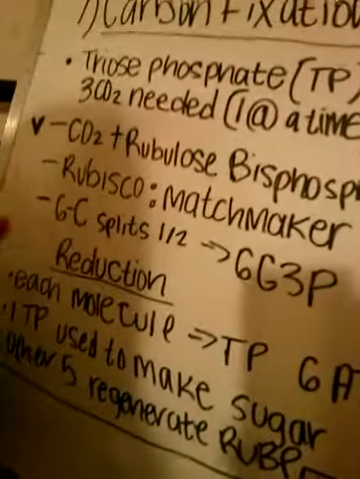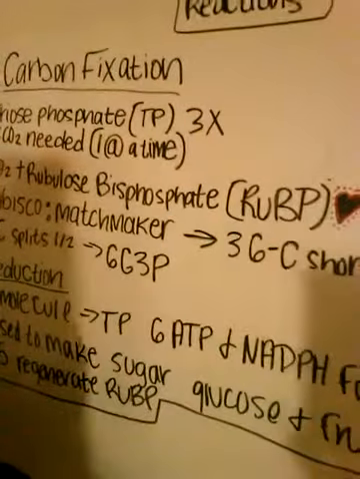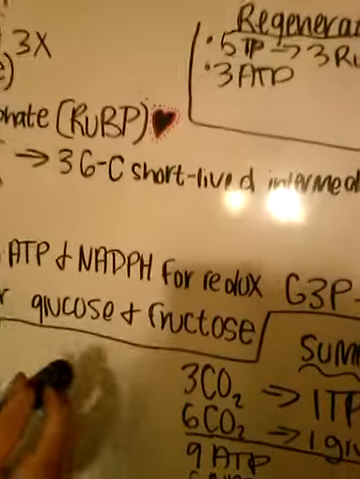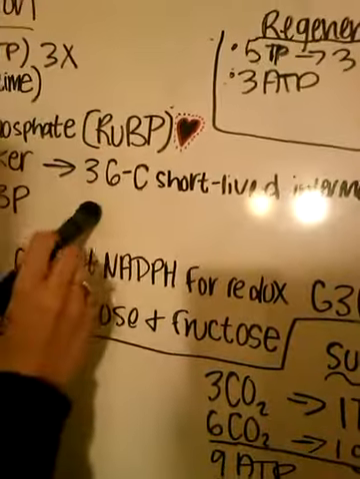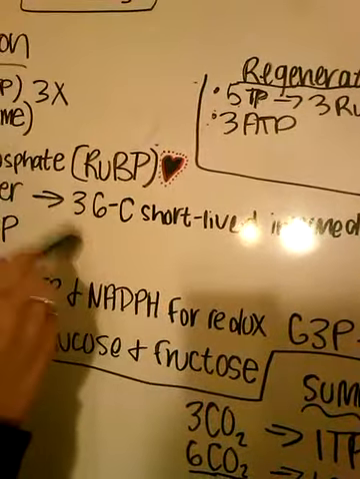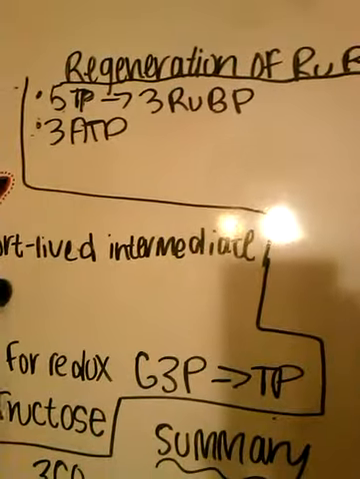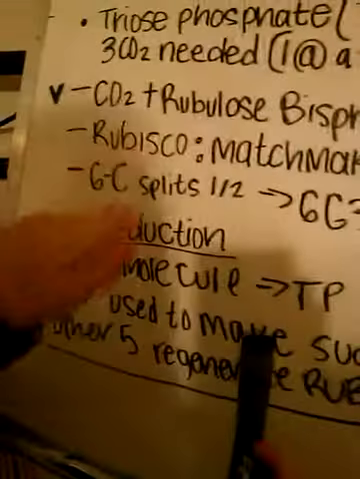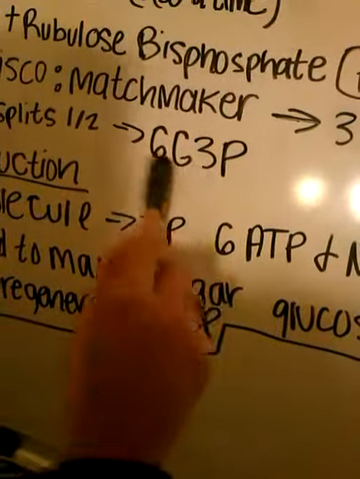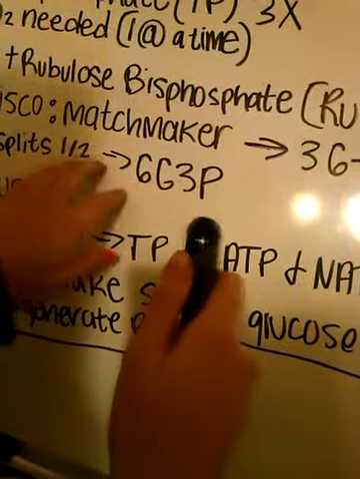Rubisco is that matchmaker. He is an enzyme that catalyzes CO2 and RuBP's relationship. But he's the kind of matchmaker that sucks at his job, because they split up, and as a result you're left with 3, 6-carbon short-lived intermediates, meaning they're not going to be around for long. Because as you see, they split in half, and 6 divided by 2 is 3, leaving you with 3 phosphates. As a result, that's 6 G3P.